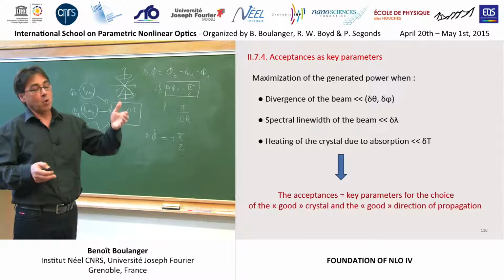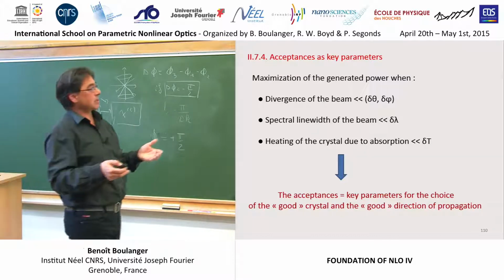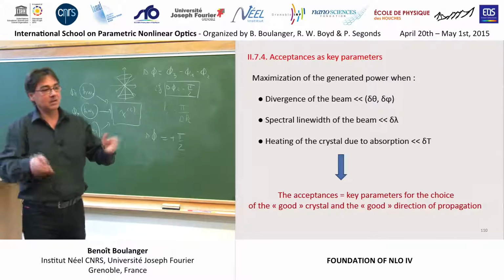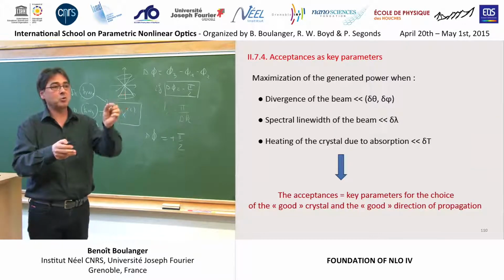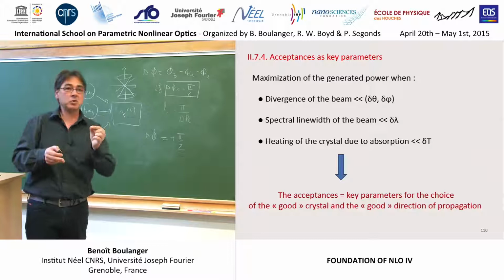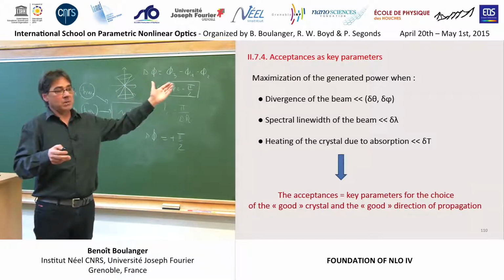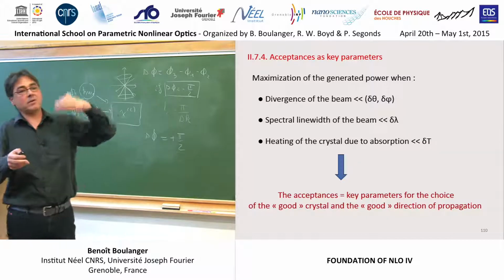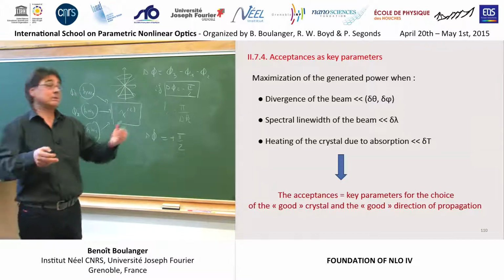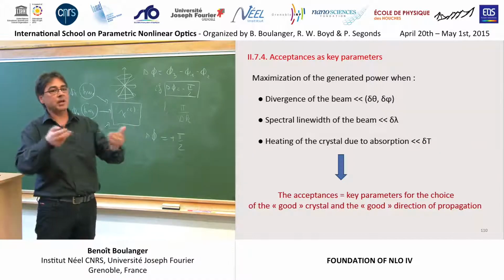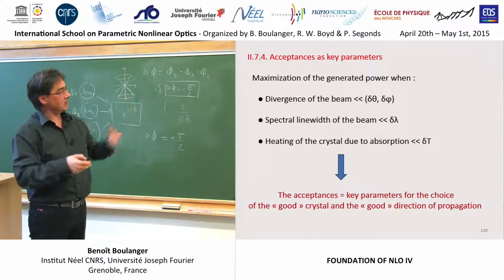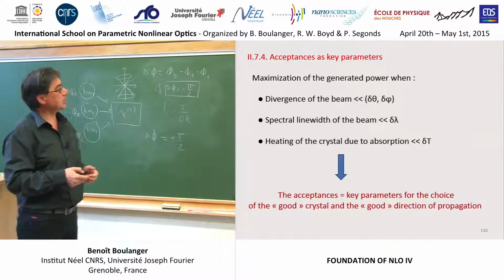And a way to have a huge spectral acceptance, or a huge angular or thermal acceptance, is to consider a small crystal length. But if you have a small crystal length, you remember that the efficiency depends on the square of the crystal length. So it means that you have a compromise to find between the crystal length and the acceptance consideration.